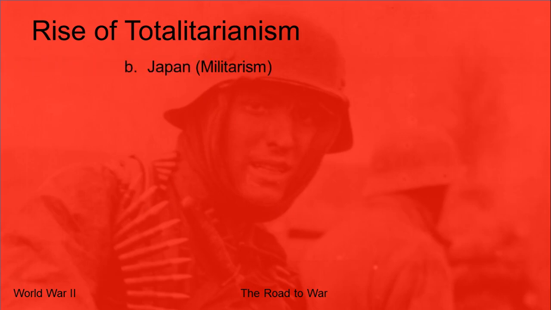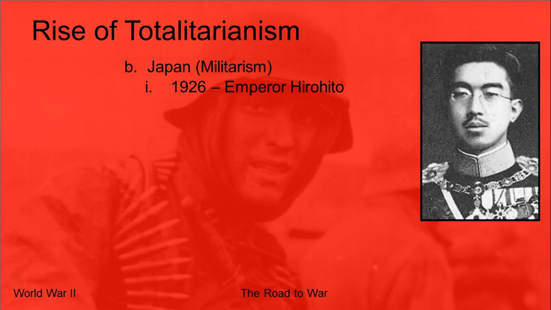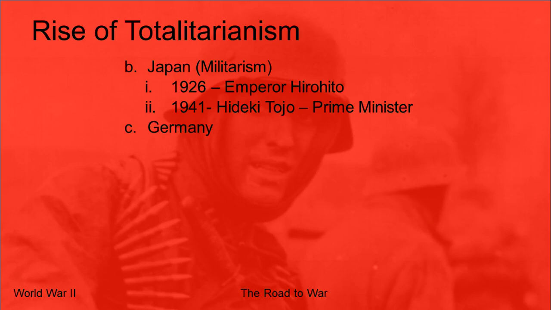In Japan, there is totalitarianism, but there also becomes this sense of militarism, a glorification of the Japanese military. In 1926, Japan gets a new emperor. His name is Emperor Hirohito. He was very young when he took over, and he is going to be advised by a variety of military leaders, and gradually he's going to turn control of the country over to a lot of these military leaders. One of them is a guy named Hideki Tojo, and he became Prime Minister of Japan in 1941, and they're going to take Japan into its aggressive directions.